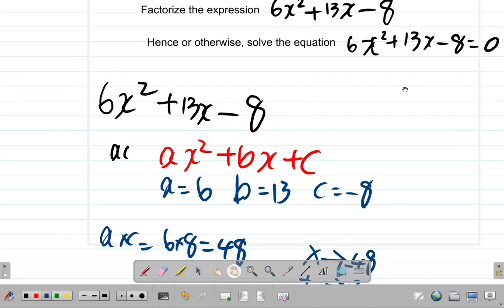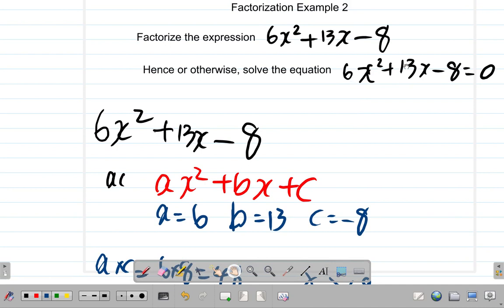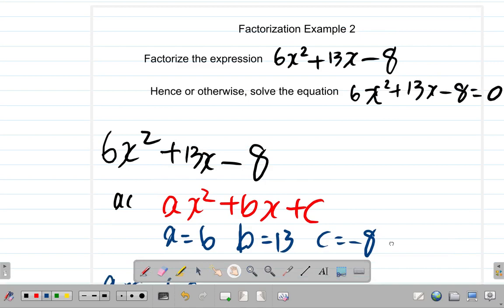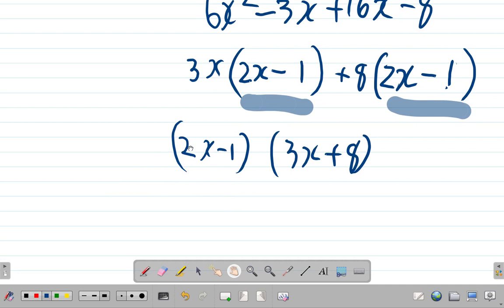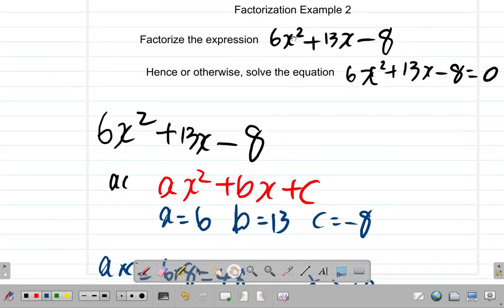But then the next part, they say 6x squared plus 13x minus 8 equals 0. You must solve it. So what they really ask you is to solve a quadratic equation by factorization. When you factorize 6x squared plus 13x minus 8, you get the same thing as 2x minus 1, 3x plus 8. So this is the same thing. You see that?